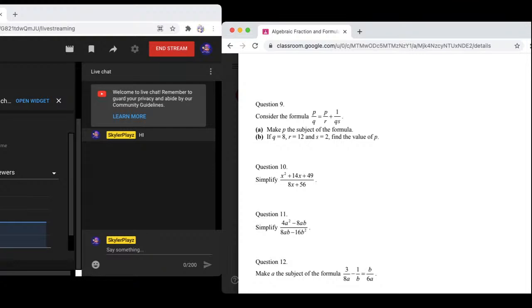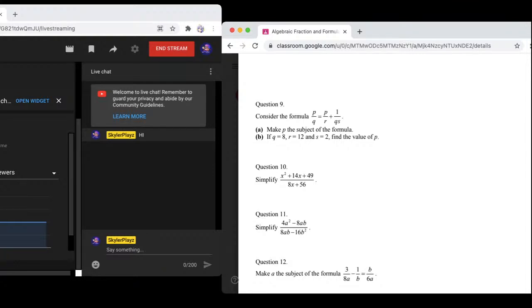Question 10. X squared plus 14x plus 49 divided by 8x plus 56. So, as always, perfect square identity: x plus 7 squared. For the bottom, factor out 8, so 8 times x plus 7. Cancel out x plus 7 and then x plus 7 divided by 8. That's the answer.